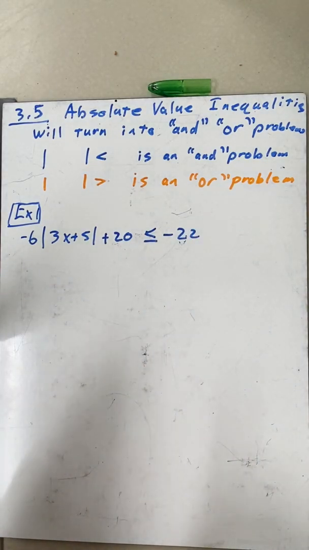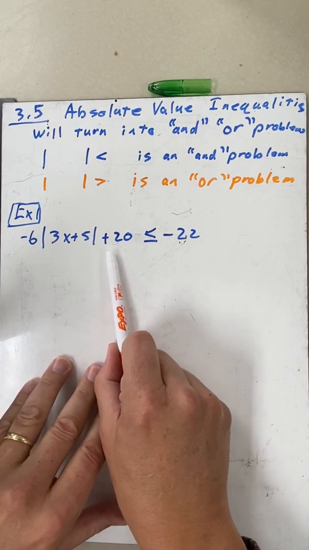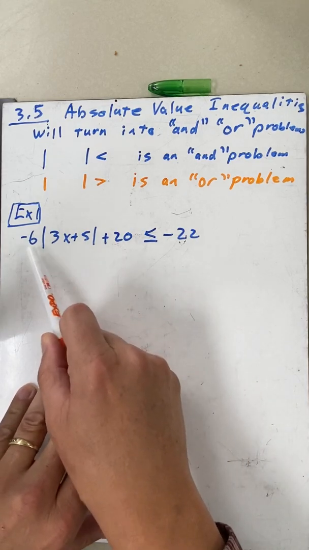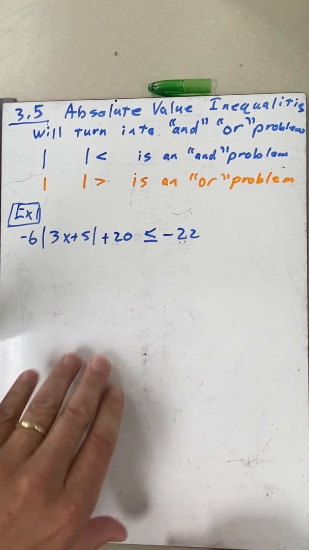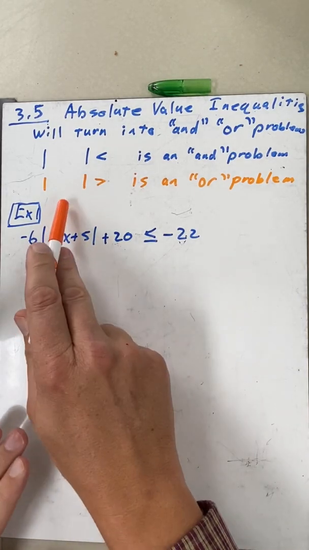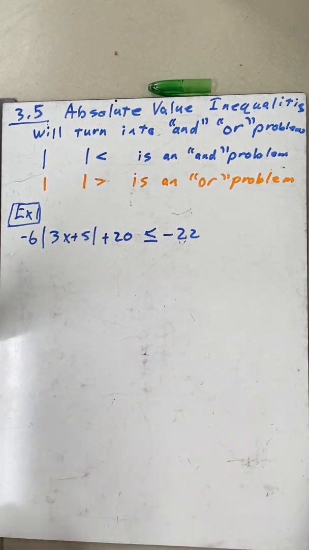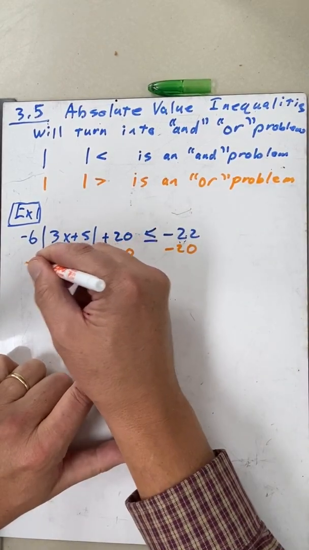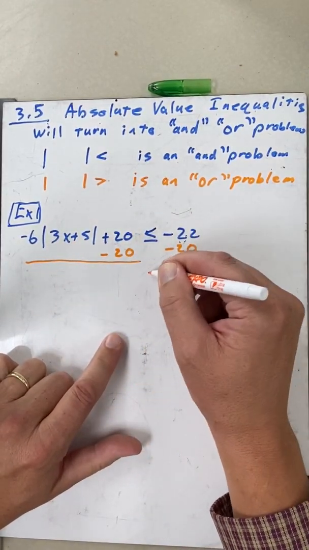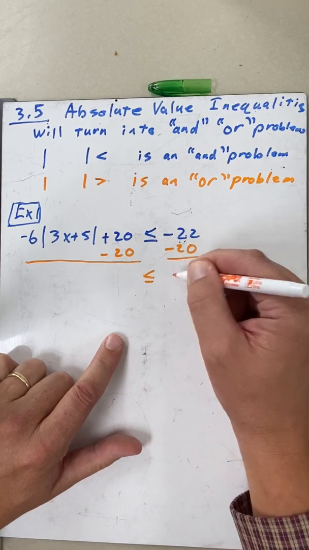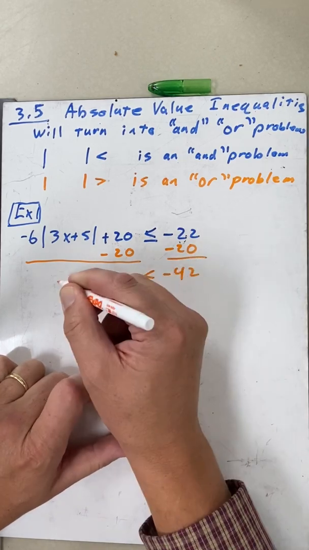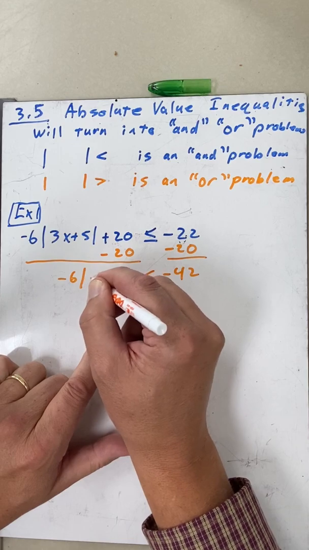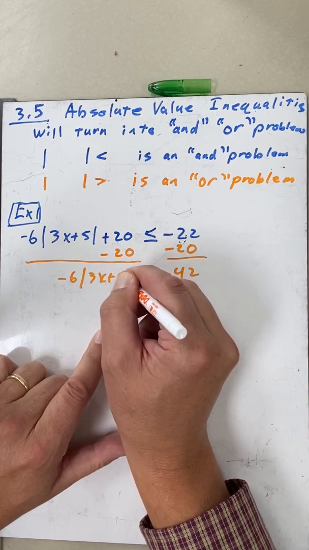In order to get to that point, in this first example, we need to get rid of the 20 and the -6. So we want to isolate the absolute value, get it by itself, so it looks like these two up here. I will start out by subtracting 20 from both sides. When I do that, I will get a less than or equal to -42, and I'll get a -6 absolute value of 3x plus 5.